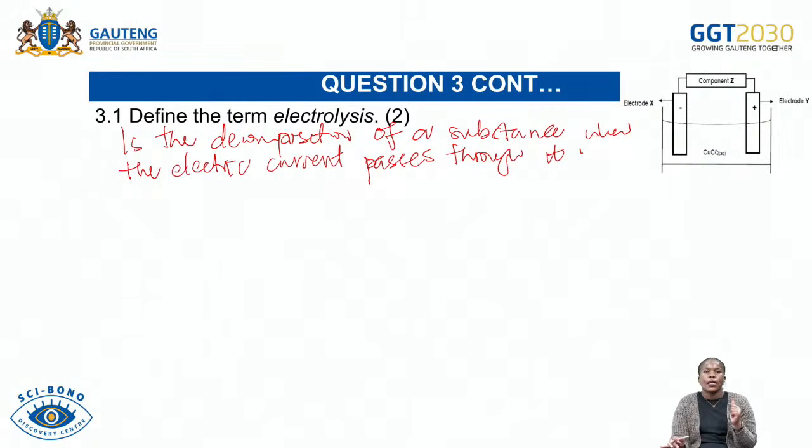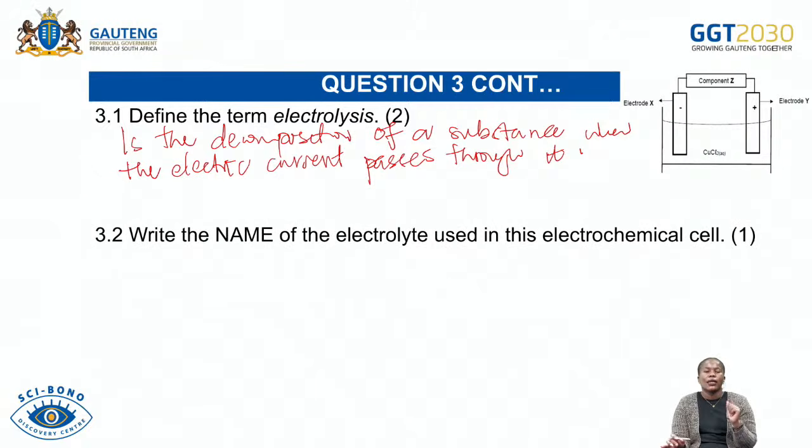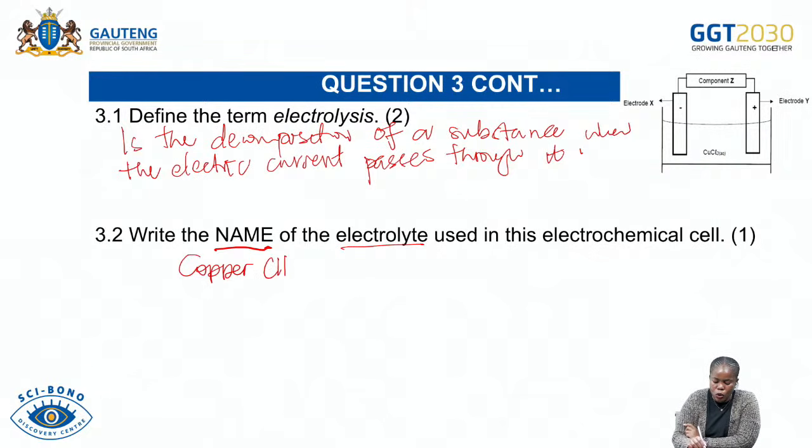And then the second question says, write the name of the electrolyte. Please pay attention to this one. The name. It's not the formula, but they are looking for the name. So the name of this one will be the electrolyte. In this case, the electrolyte is our copper 2 chloride.